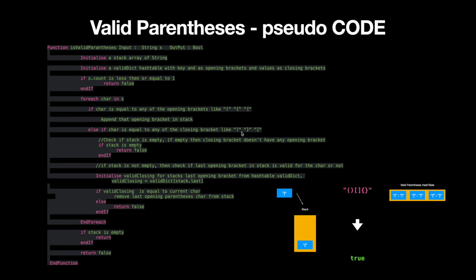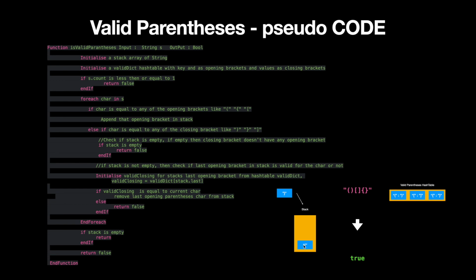If the character is closing bracket, then we'll check if this stack is empty. So if it is closing bracket and stack is empty, then we'll return false, because we have encountered a string which has closing bracket first coming into our stack, which doesn't have any opening brackets, right? So we'll return false. That is a giveaway that, okay, your string is not valid, right away we'll say.